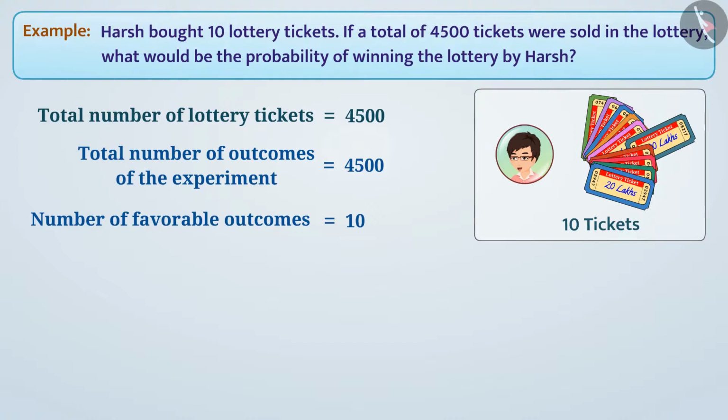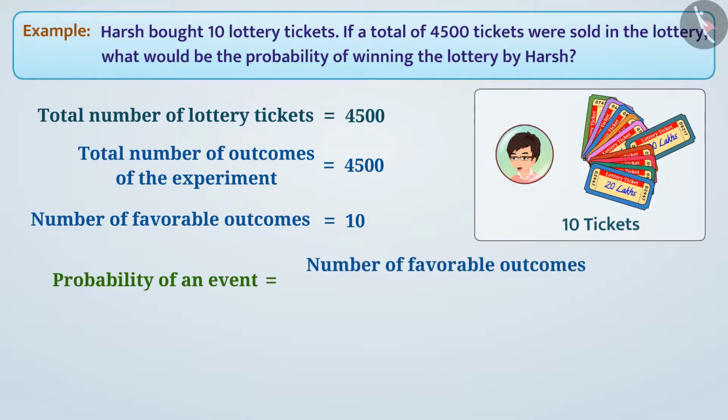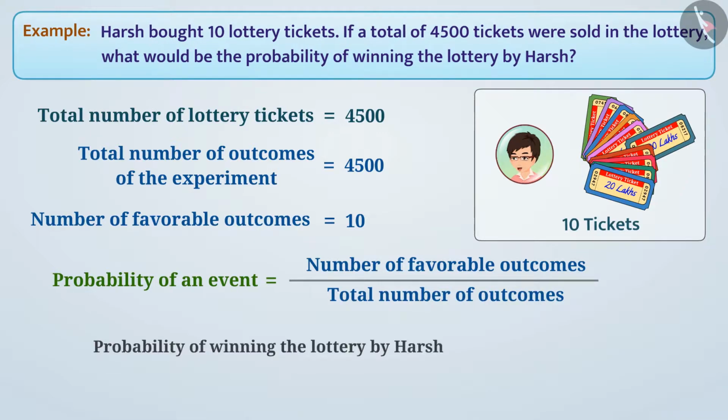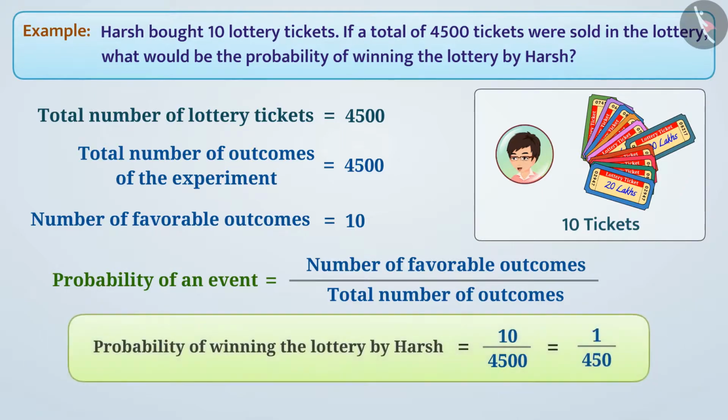We know that the probability of an event is equal to the number of favorable outcomes for that event divided by the total number of outcomes of the experiment. So here, the probability of winning the lottery by Harsh will be 10 divided by 4,500, which is equal to 1 divided by 450.